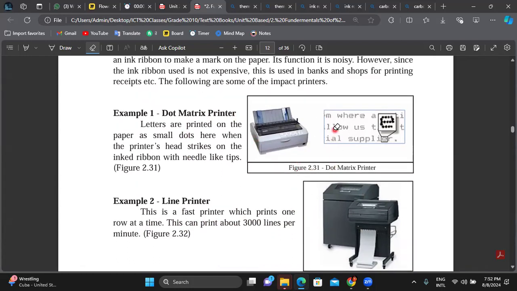Both work under the same setup, but these line printers are faster because they print a whole line together. But the dot matrix printer prints letter by letter. That doesn't mean the dot matrix printers are very slow. Dot matrix printers are also fast as well. But comparatively, line printers are faster than dot matrix printers.